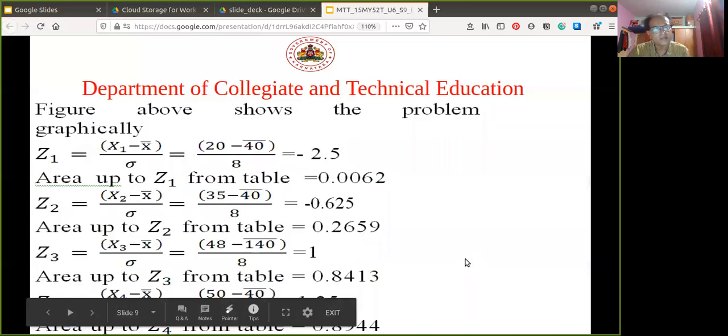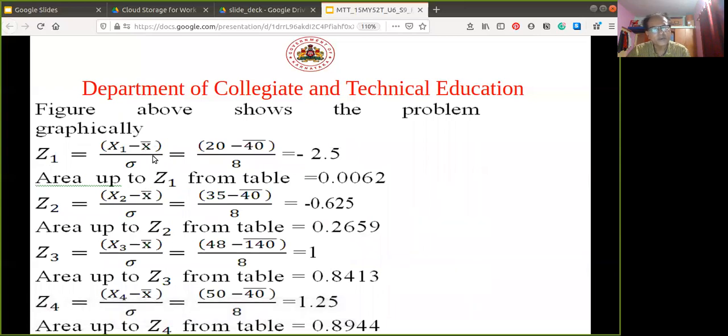So Z1 is equal to X1 minus X bar divided by the standard deviation. X1 is 20, X bar is 40, standard deviation is 8. So now I am getting Z1 equal to minus 2.5. Once you get Z1 equal to minus 2.5, you have to find the area up to Z1 from the table.